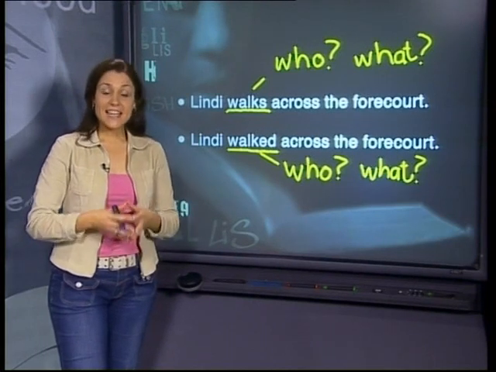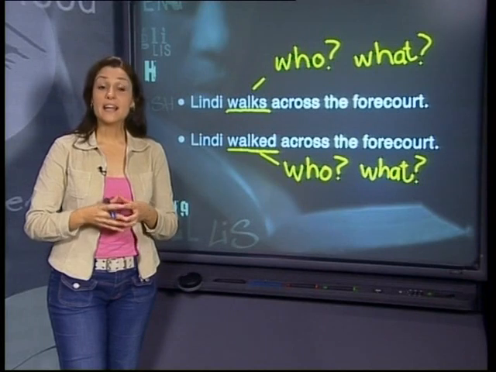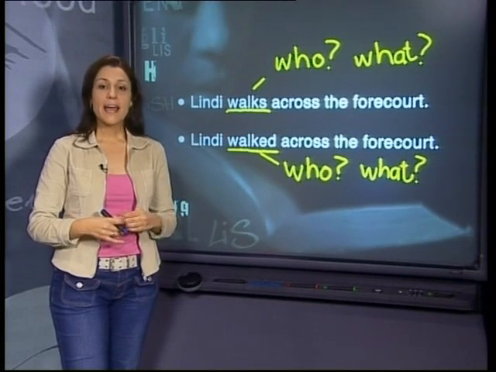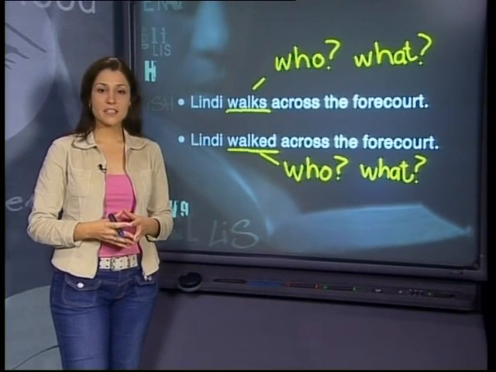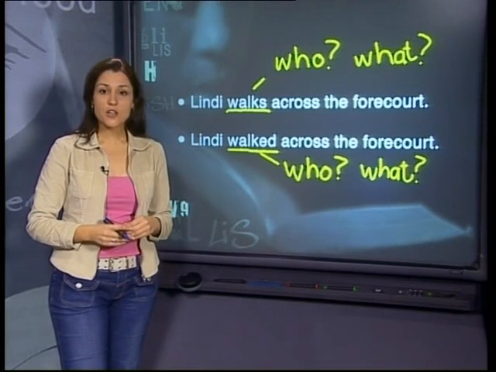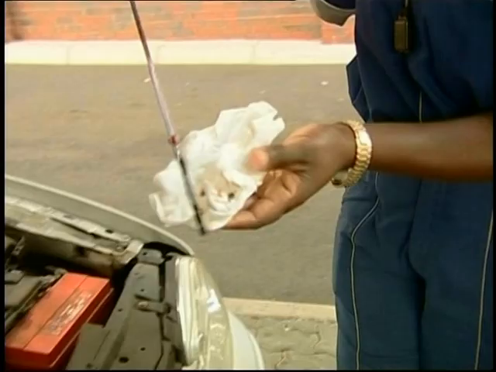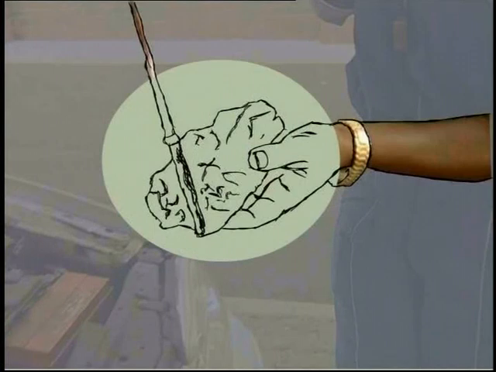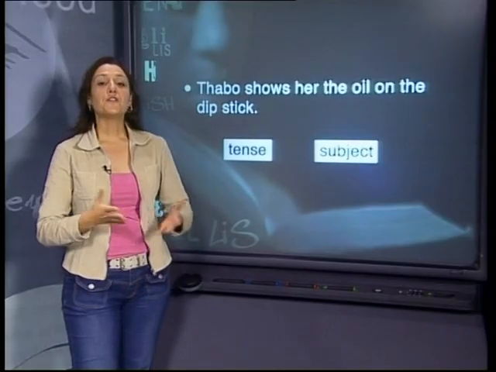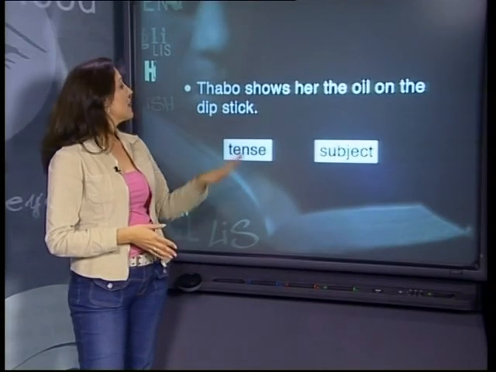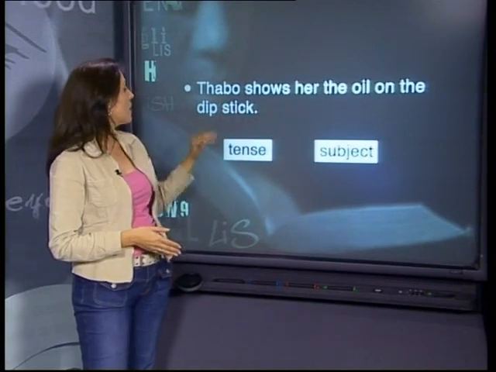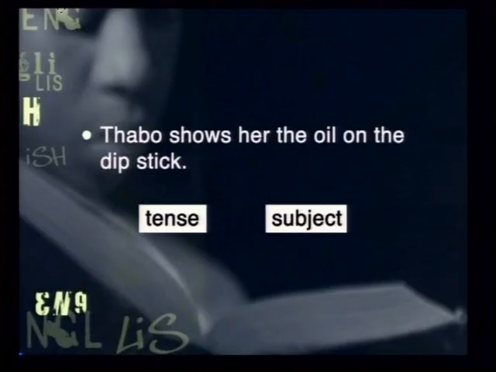Let's look at these next examples and see if we can identify the finite verbs and explain why they are finite. I like to use a checkbox. It may help you too. Tabu shows her the oil on the dipstick. First, let's examine the sentence, Tabu shows her the oil on the dipstick. Is there a word in this sentence which indicates an action? Correct. The word shows is an action.